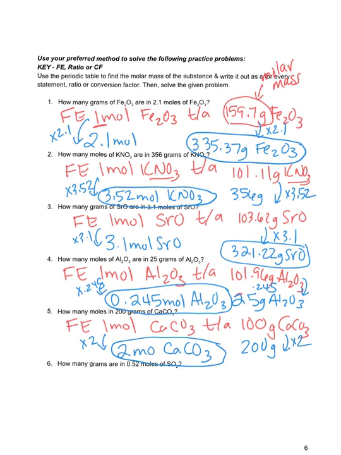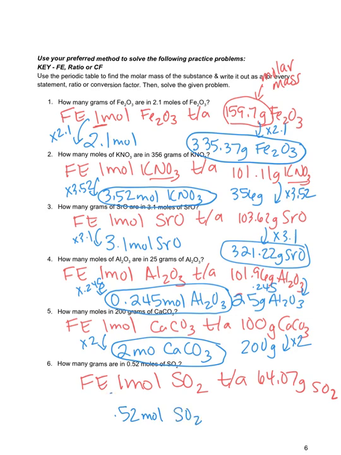Last problem here is SO2. So I find the molar mass of SO2, and I write my for every statement. For every 1 mole of SO2, there are 64.07 grams of SO2. So now I'm going to go, oops, sorry about that. 0.52 moles of SO2 times 0.52, and I get 33.32 grams of SO2. So that's how I go about solving these with for every statements.